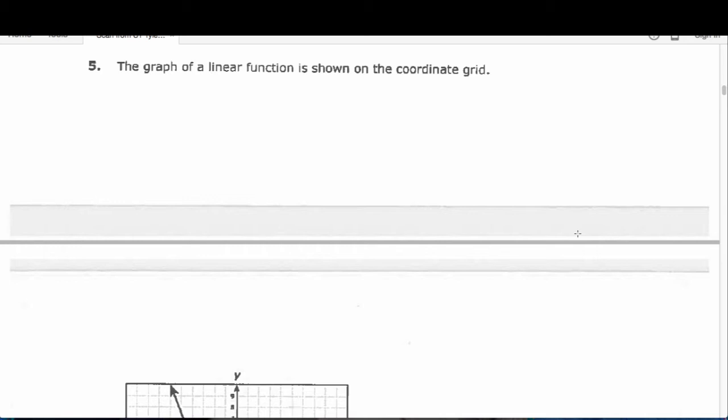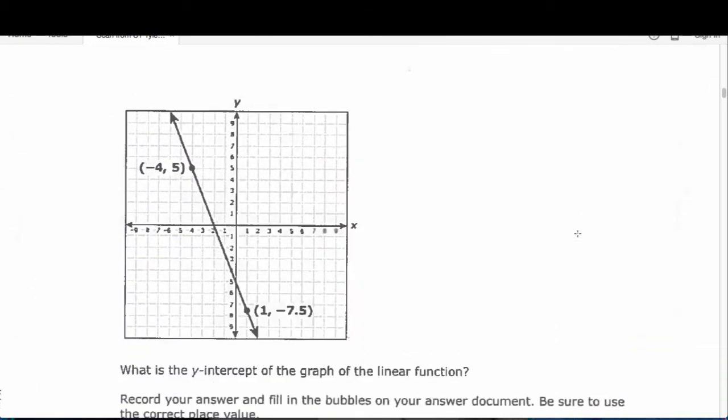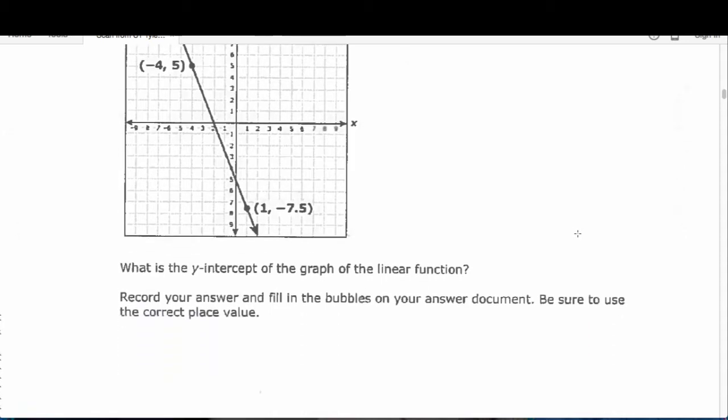Question 5. The graph of a linear function is shown on the coordinate grid. What is the y-intercept of the graph of the linear function? Record your answer and fill in the bubbles on your answer document. Be sure to use the correct place value.